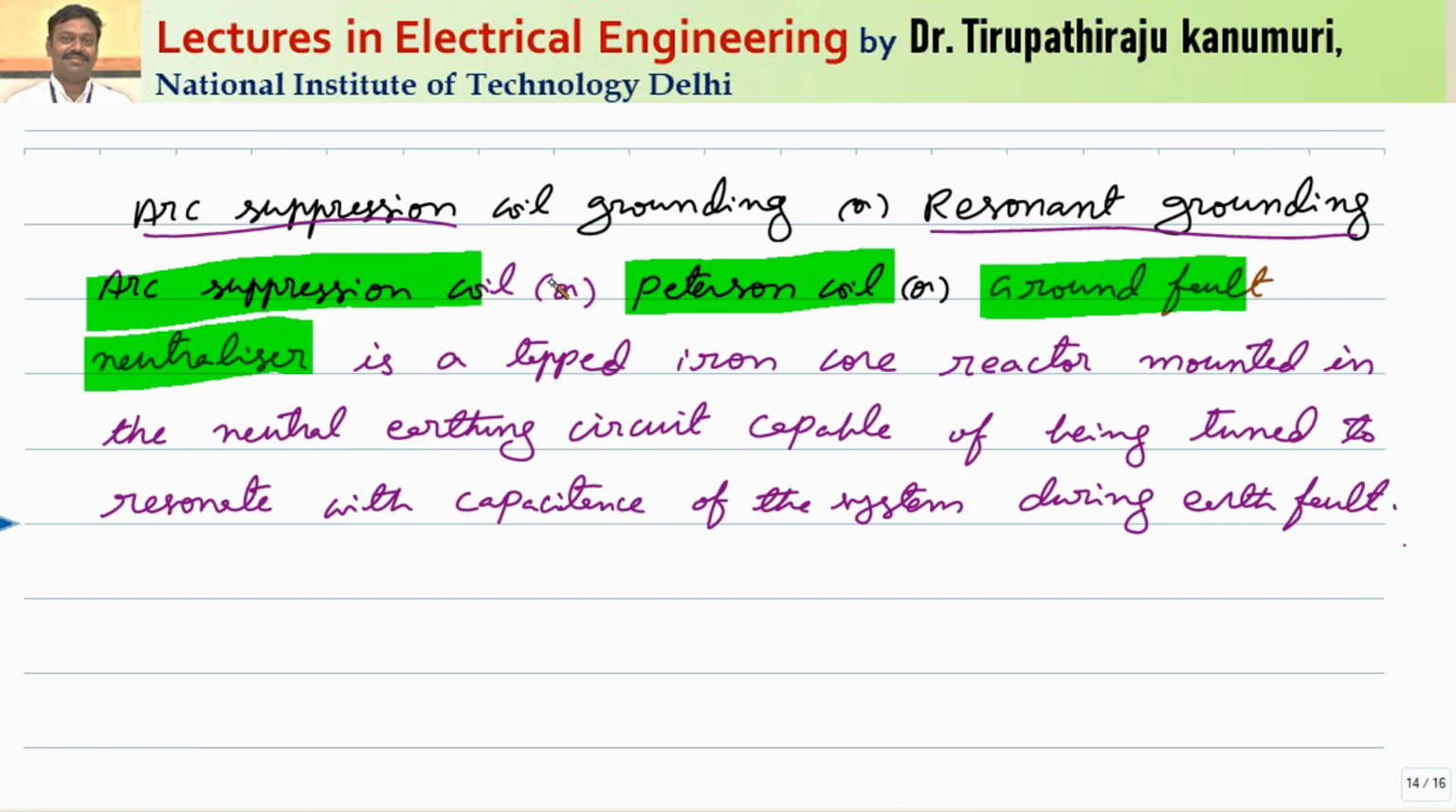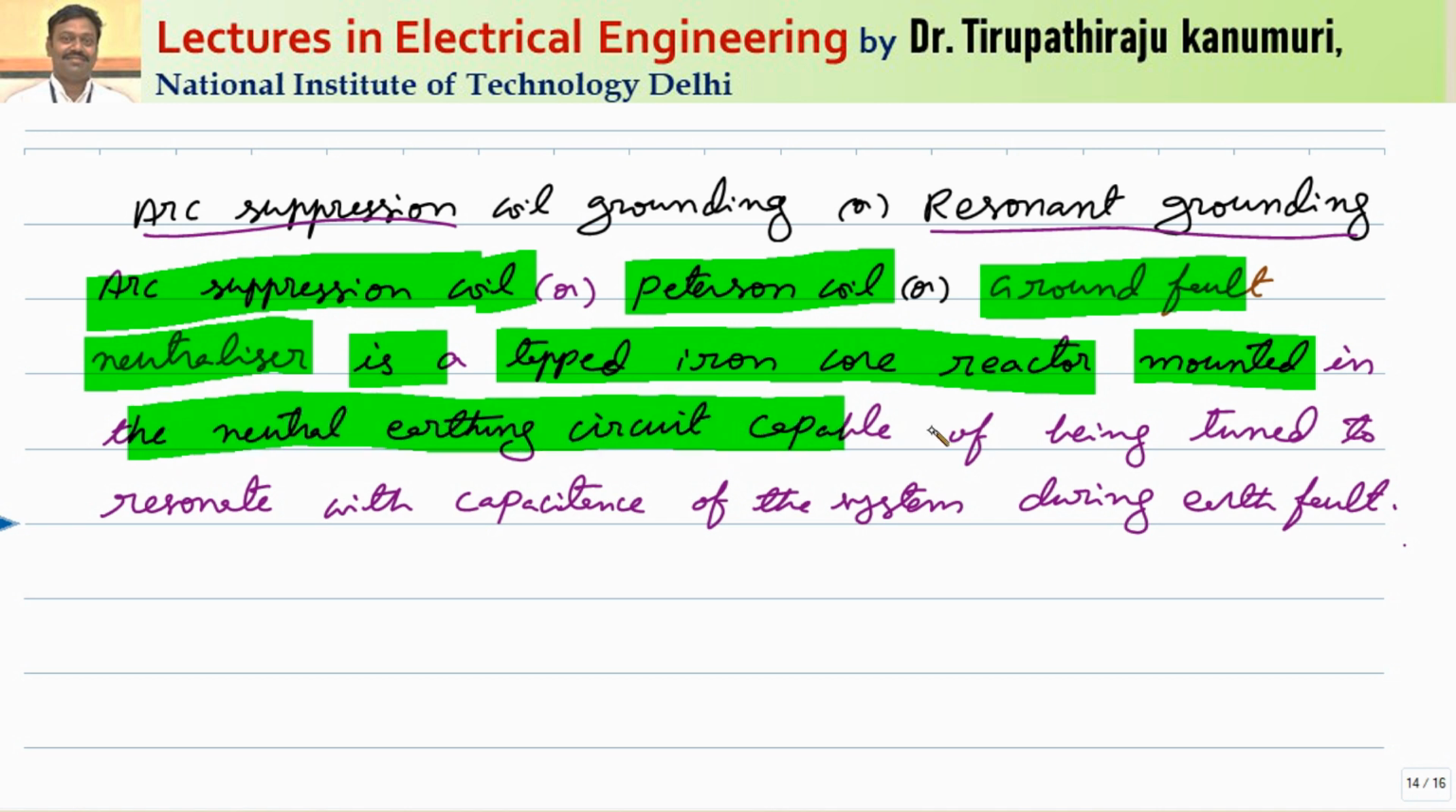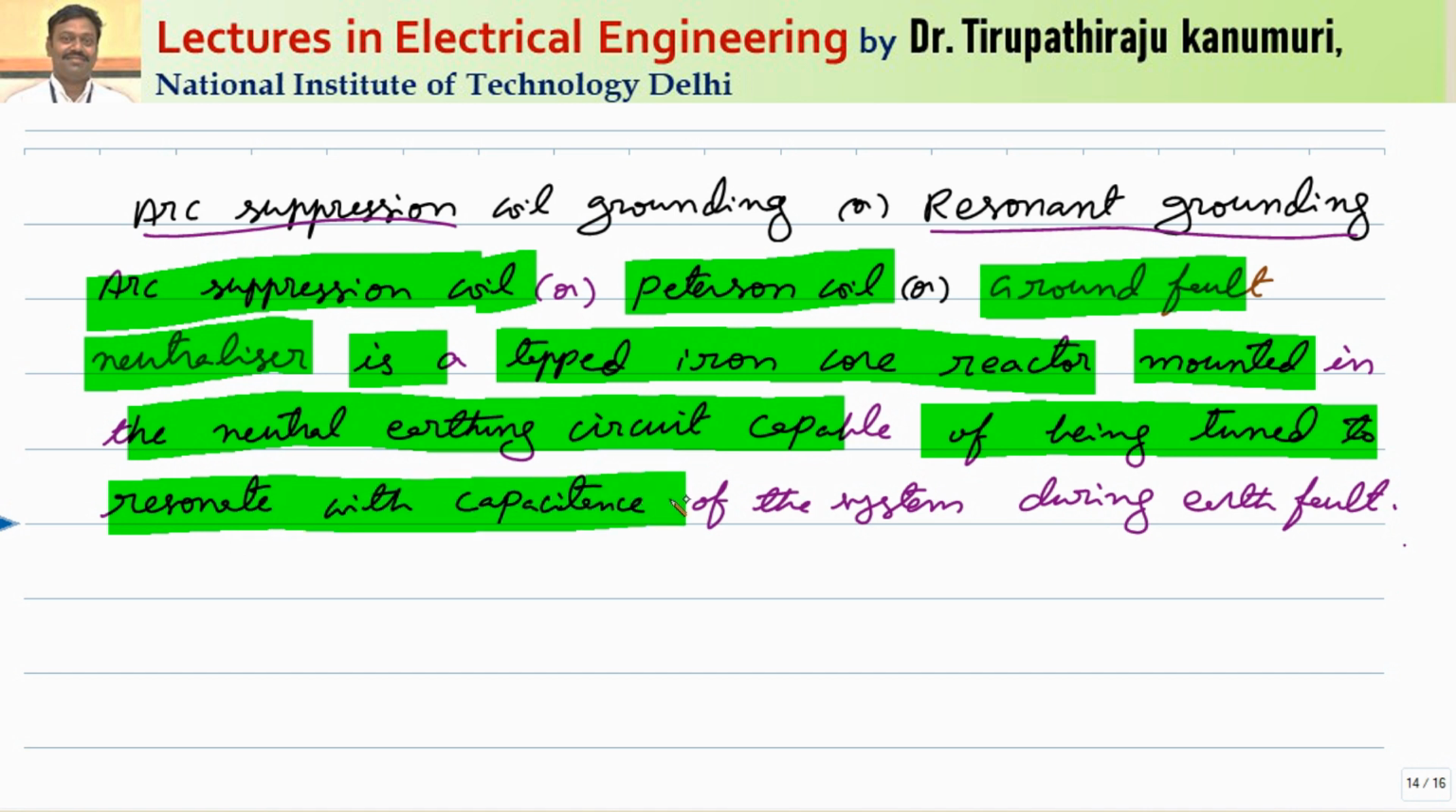It is called arc suppression coil because it is going to suppress the arc that we are going to see, and it was invented by the scientist Peterson. That's why it is called the Peterson coil, and it is used for ground fault neutralization. That's why it is called the ground fault neutralizer. It is basically a tapped iron core reactor mounted on the neutral earthing circuit, capable of being tuned to resonate with the capacitance of the system during the earth fault.